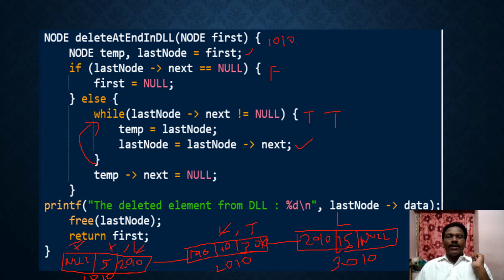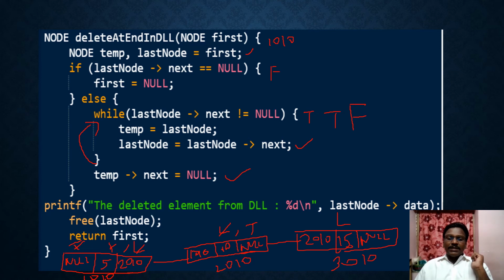Again, move to while. Last node next not equal to null. Last node next is representing null, so the condition is false. Then move to temp next equal to null. At present temp is representing 2010. After the statement execution, replace 3010 with null. After the statement, then the deleted element from the double linked list is the last node data.